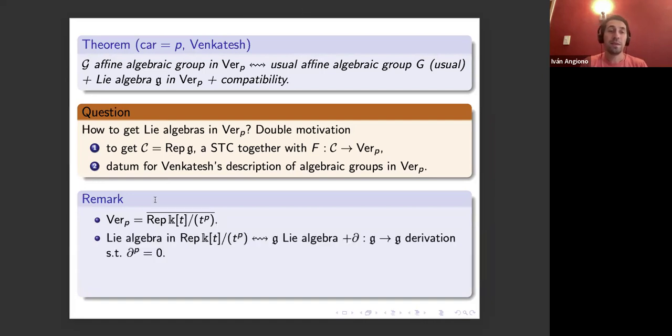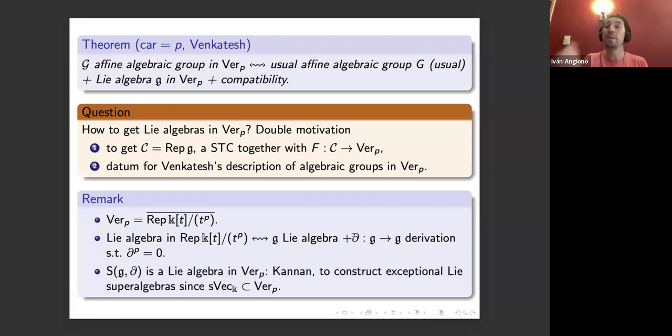In this case, suppose that you want to study a Lie algebra in this category. What it means, as this is a category of representations, it should be a vector space. So this is a usual Lie algebra. But we need the action of k[T], this variable T, which is made by a derivation. As T to the p should be 0, we ask for this derivation to the p to be 0. So to have a Lie algebra in this category is the same as a pair of a usual Lie algebra and a derivation.